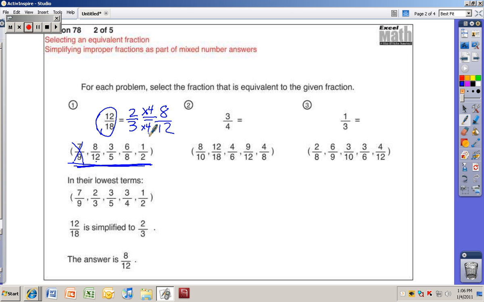Go ahead and try numbers 2 and 3 and show your work by doing what I've done right here, and do that for 2 and for 3. Pause the video until you're ready to see the answer. Okay, who wants to do the first one? Emma's going to do the first one for us, number 2.